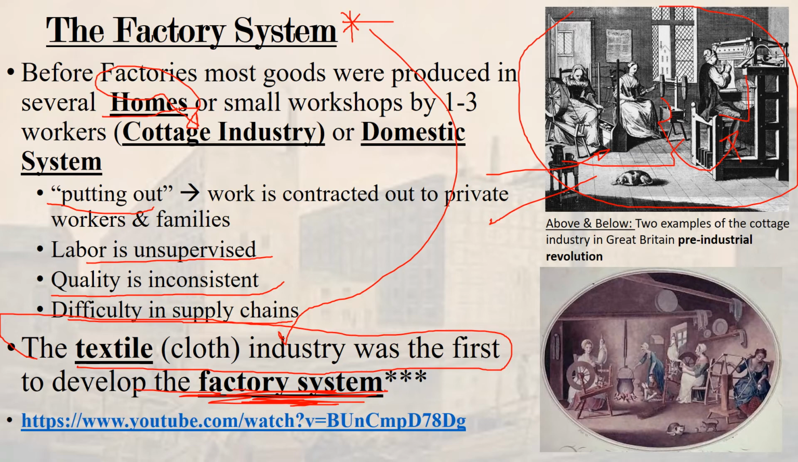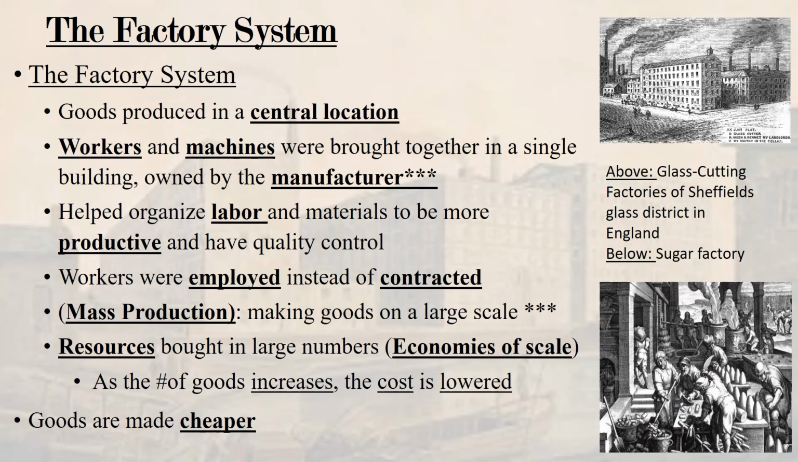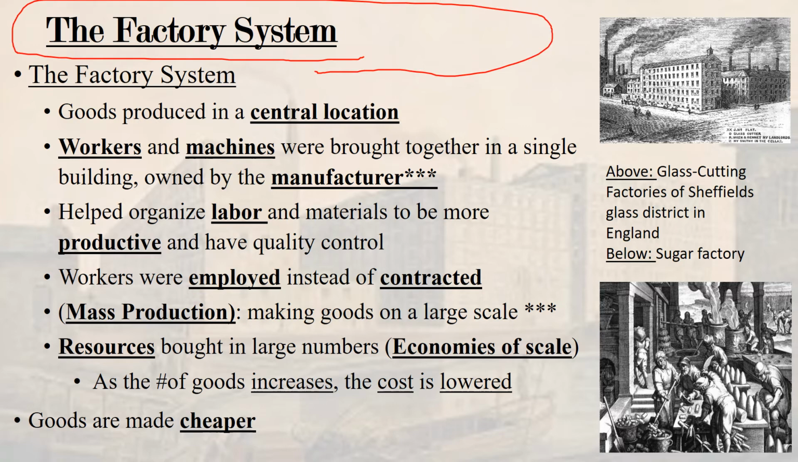What you see is landowners and the wealthy merchant class, they want to do away with this system. They want to supervise their workers. They want consistent quality, and they want easier access to supply chains. So this domestic system is going to go away. And instead, you're going to replace it with the factory system. Goods are produced in a central location, a factory. The workers and all the machines, the looms, the spinning stuff, all that is brought together into a single building owned by the manufacturer. So this is really our definition of what this factory system is.